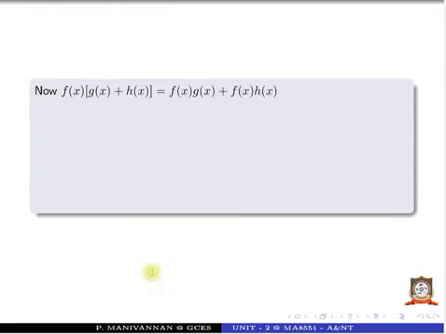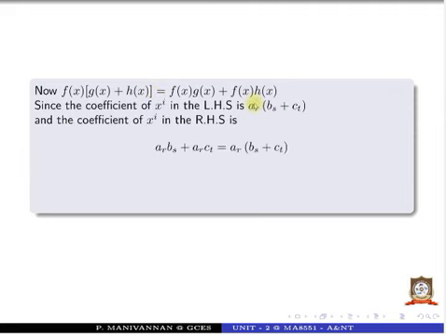Now we move to the distributive laws. f of x into g of x plus h of x equals, multiplying inside, f of x into g of x plus f of x into h of x. The coefficient of x power i in the left hand side is, as in the previous slide, with r plus s plus t equal to i. For f of x the coefficient is ar, for g of x it is bs, plus ct.